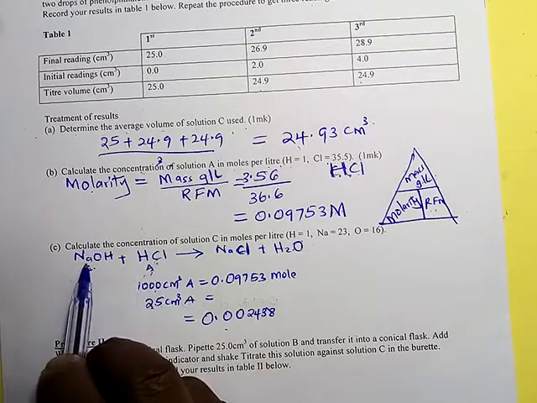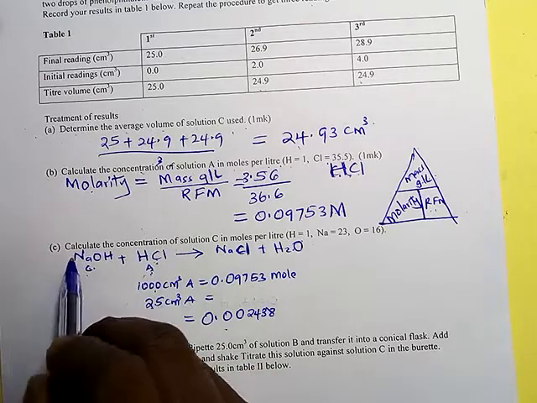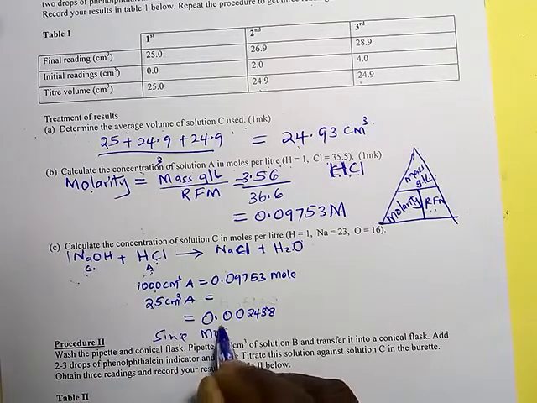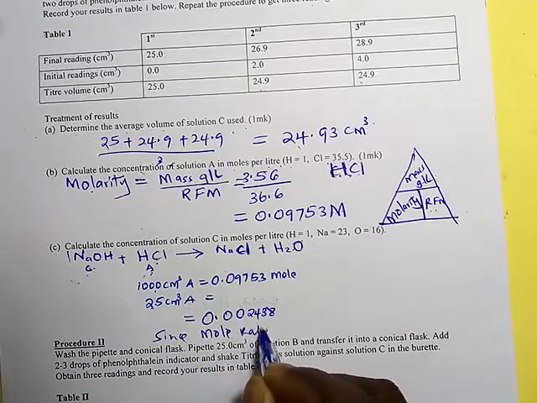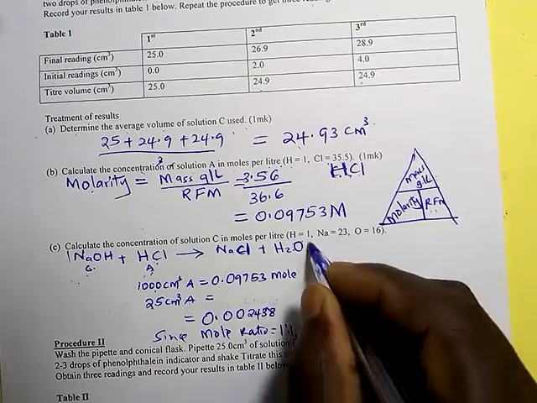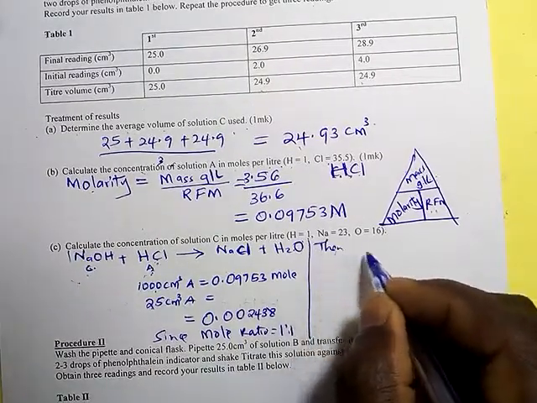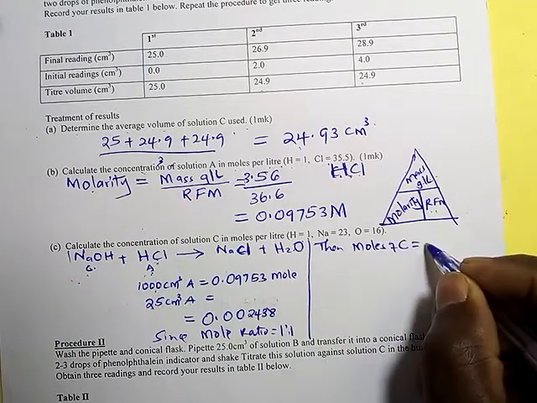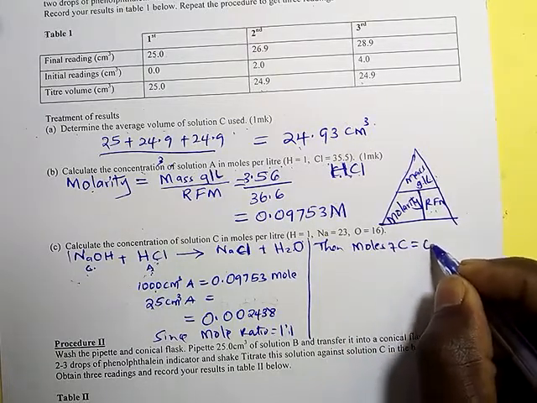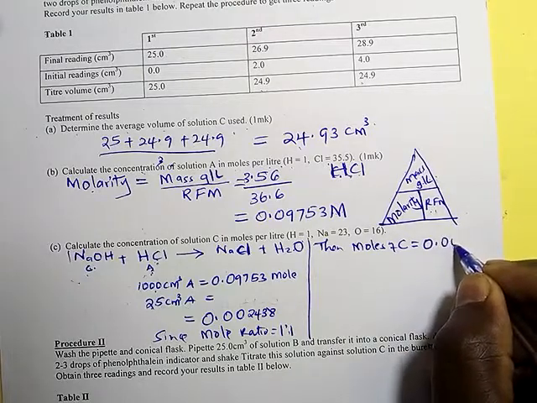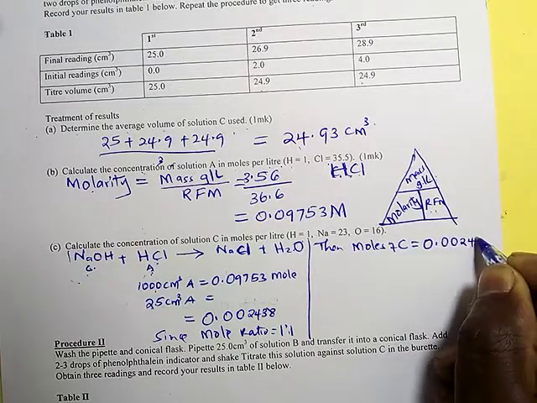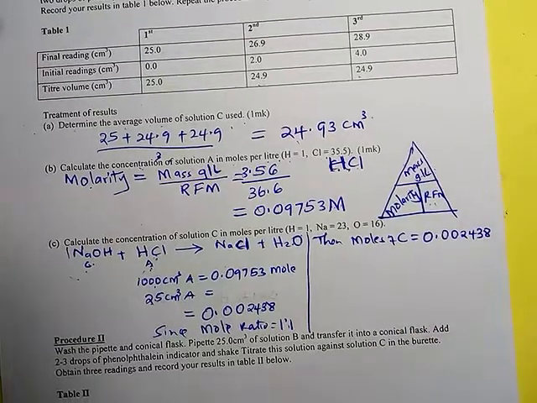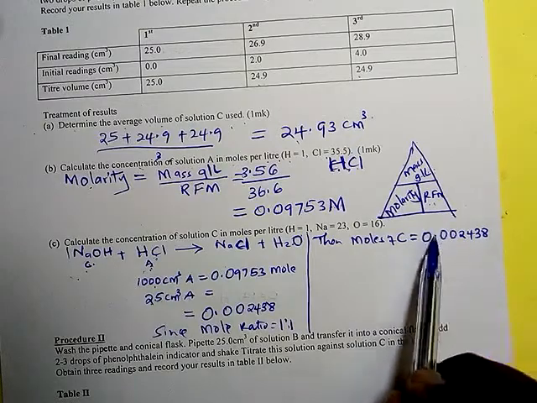But solution A reacted with solution C, and the ratio is 1:1. So since the mole ratio equals 1:1, then moles of C equal moles of A. That is 0.002438. Right? So we now have the number of moles of C.